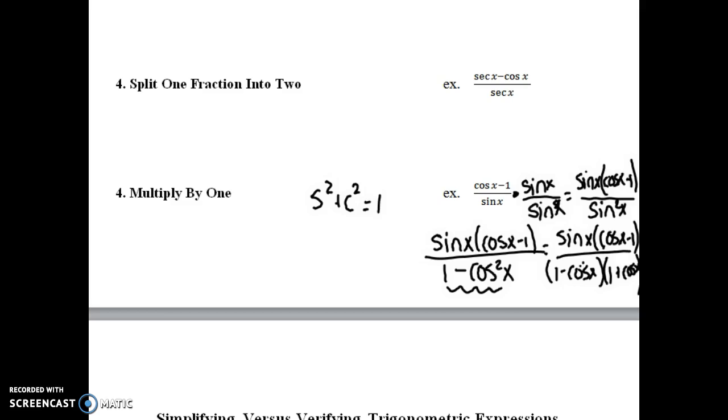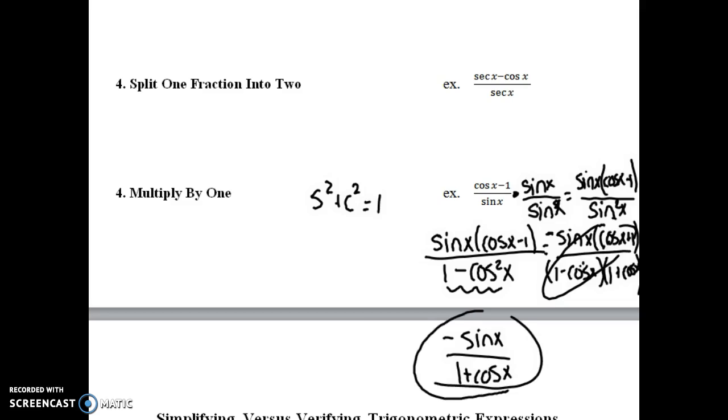These look pretty similar, these two diagonals, except the signs are switched. If I make this a negative sign, it'll switch both the signs inside the parentheses, making these two identical. So they cancel, and I get negative sine x over 1 plus cosine x. Maybe it doesn't look nicer, maybe it doesn't.